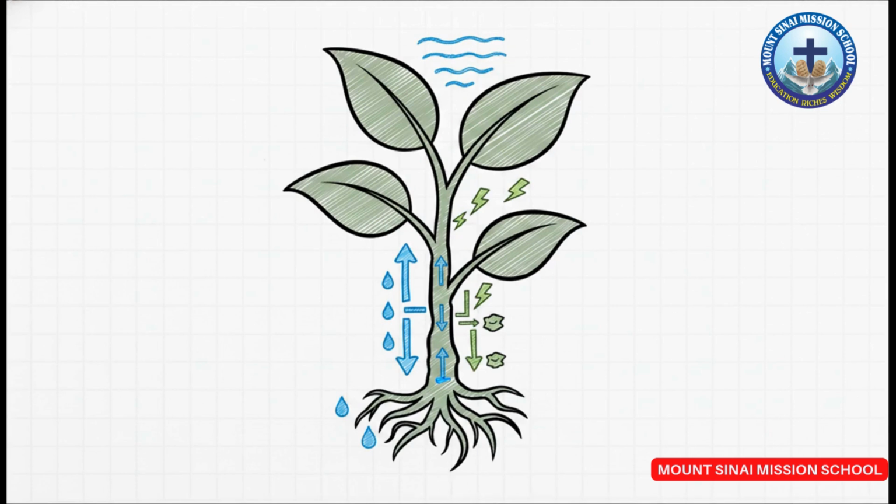Then there's the phloem, which transports the food. Think fall for phloem. This movement of food is called translocation, and unlike the xylem, it's an active process, meaning it actually requires energy to happen.